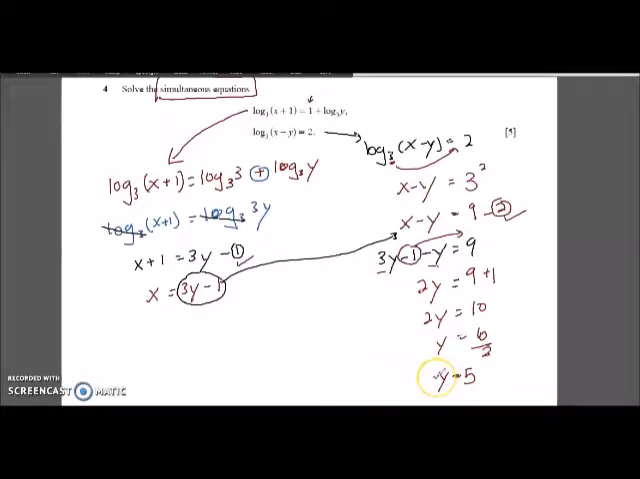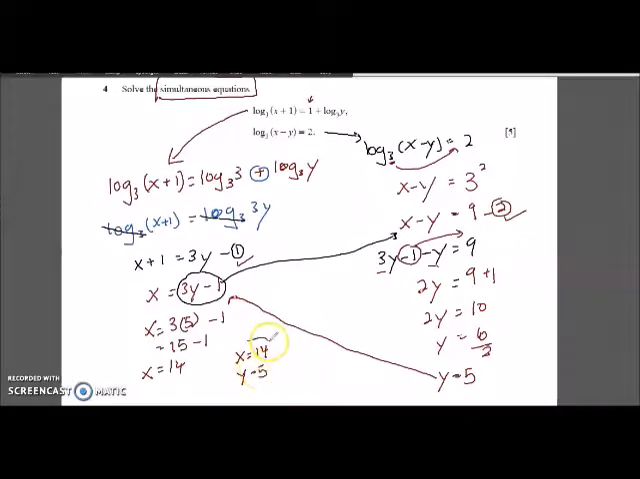And this 5 we substitute over here inside this equation 1, and you will be getting 3 times 5, so here you have 15 minus 1 equals to 14. So guys, it is solved. x is 14 and y is 5. Okay, this is the answer.